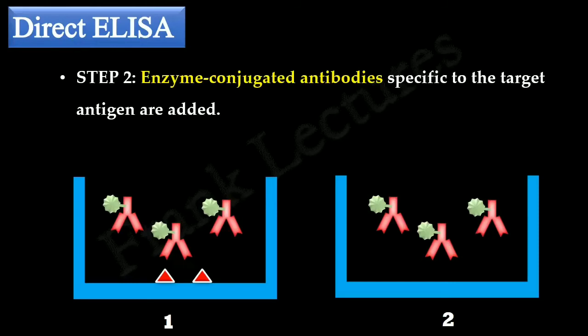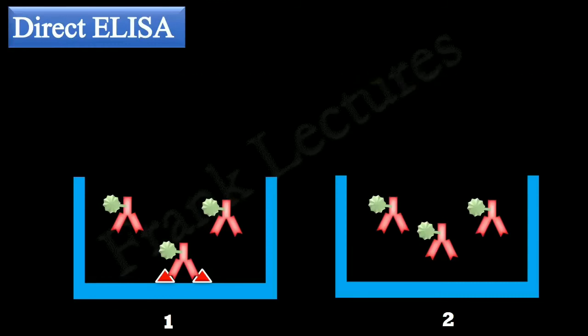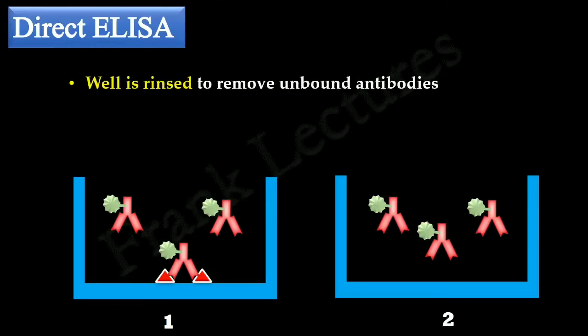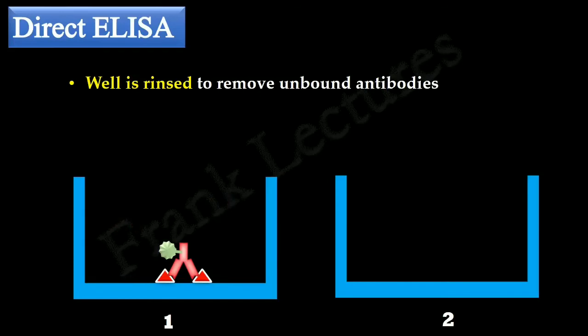Thus, here you can see that antigen-antibody binding takes place in the first well, and no antigen-antibody binding takes place in the second well. This is because there was no target antigen. Each well is rinsed again to remove any unbound antibodies. After rinsing step, only antibodies present in the first well are those bound to the antigen, whereas no antibodies are present in the second well.